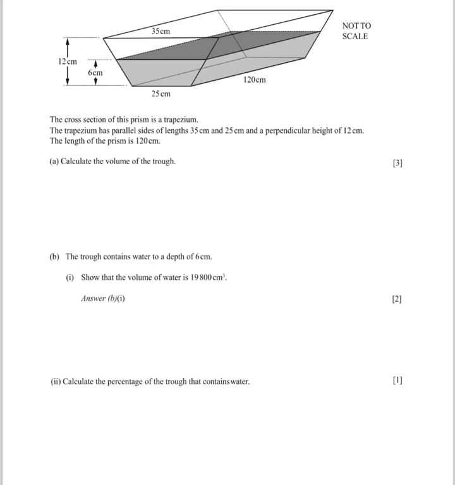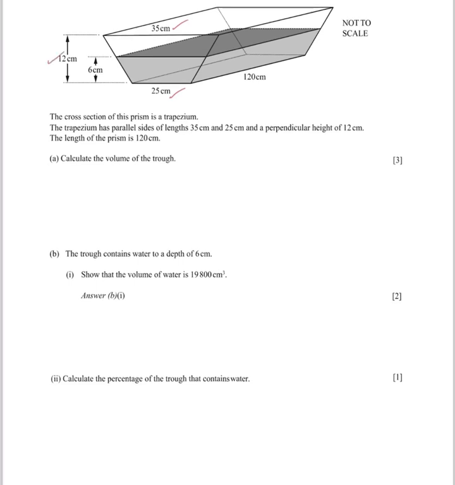The trapezium has parallel sides of lengths 35 and 25 centimeter and a perpendicular height of 12 centimeter. The length of the prism is 120. Calculate the volume of the trough.